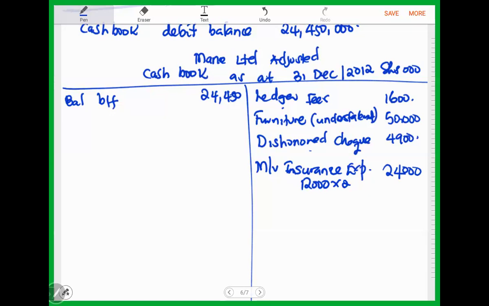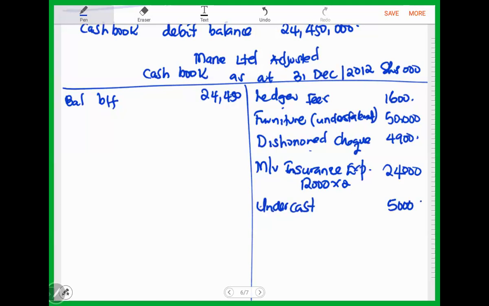Note number 7. The total of the payment side of the cash book had been undercast by 5 million. It means we had not removed this money. So undercast, we go ahead and remove the money, 5 million.